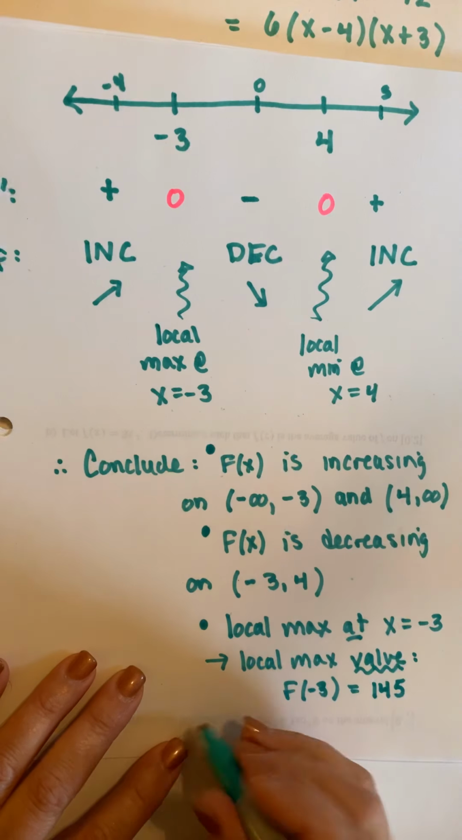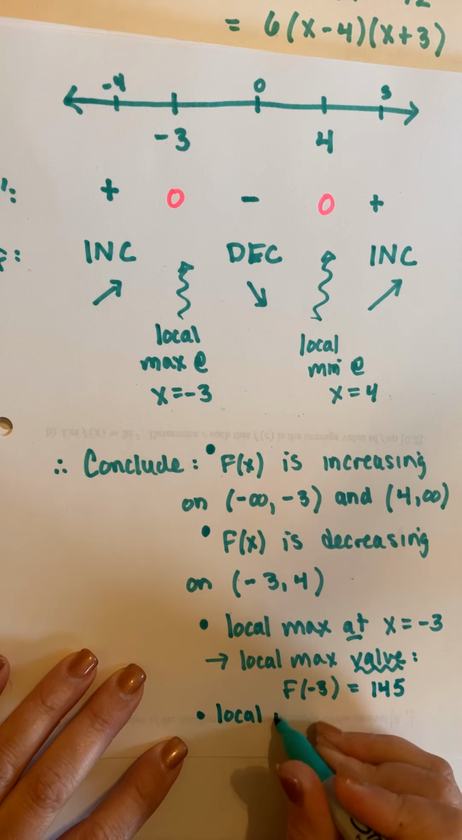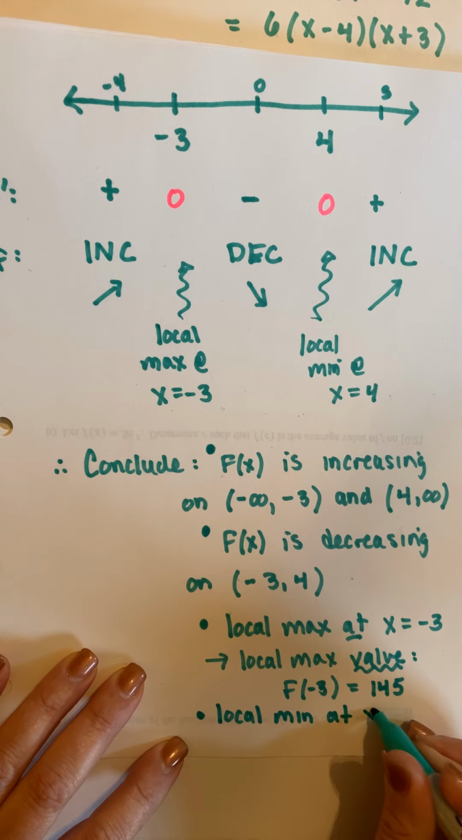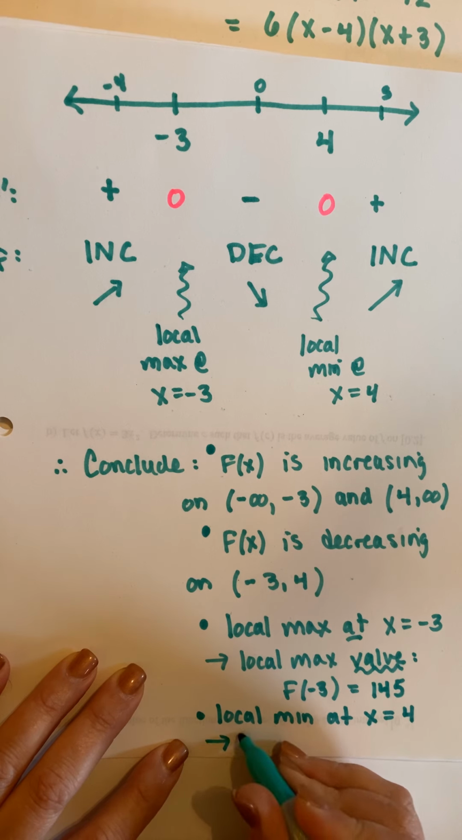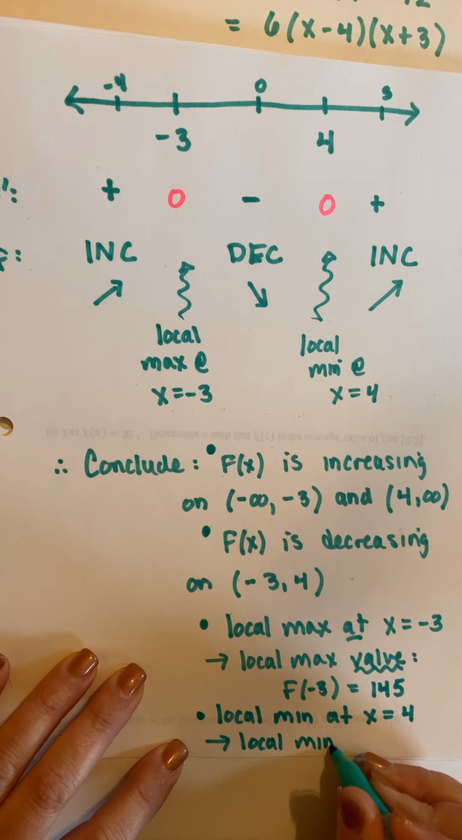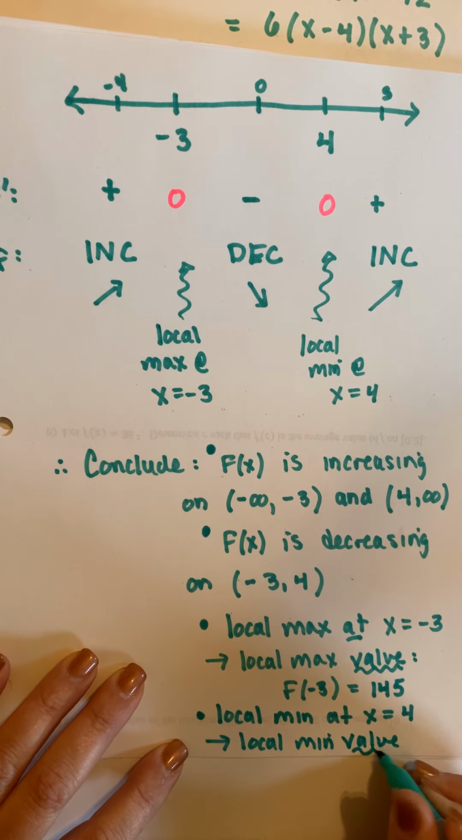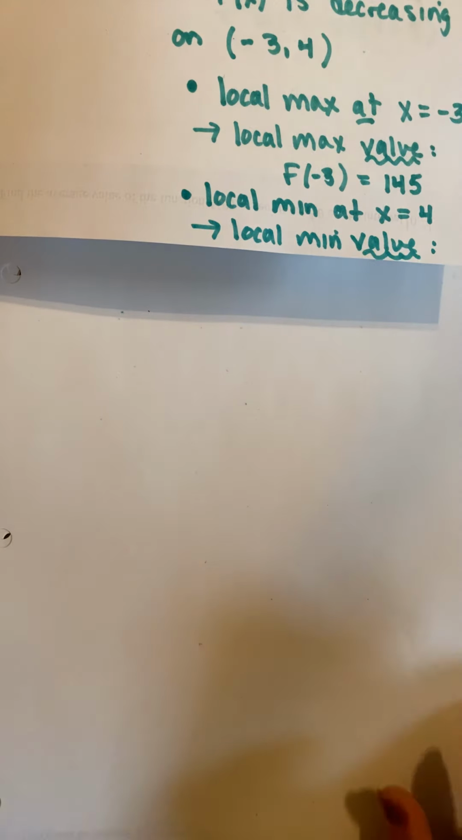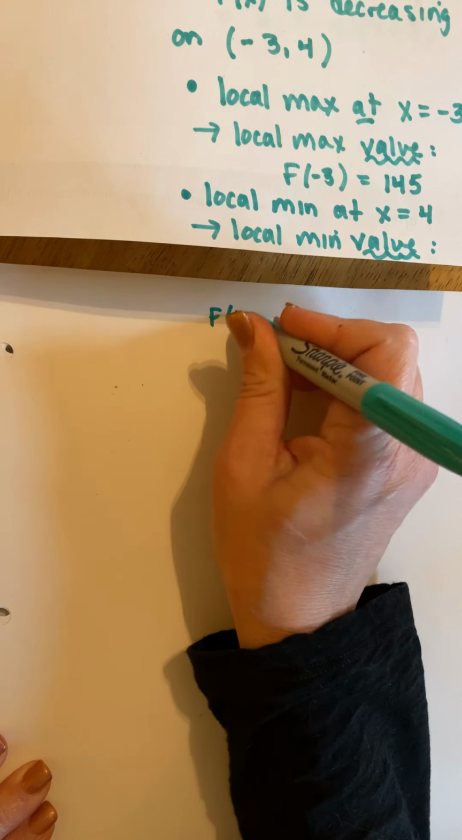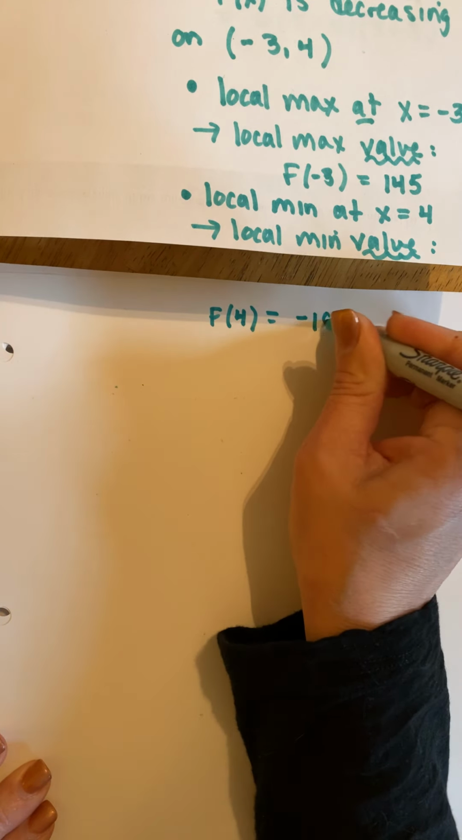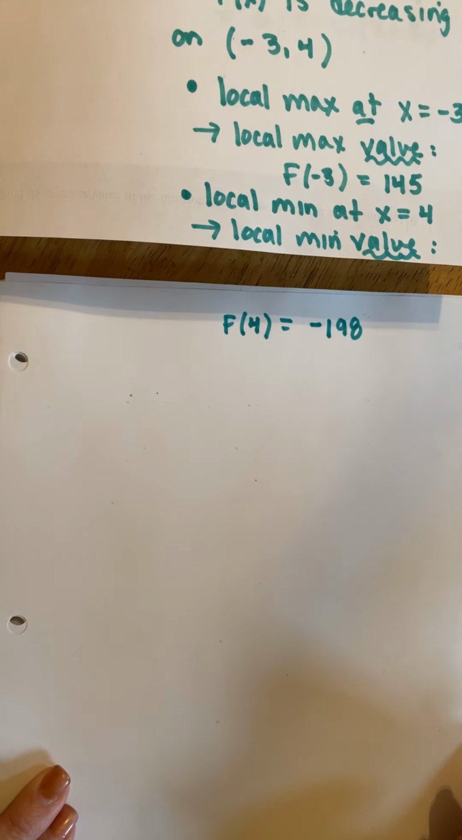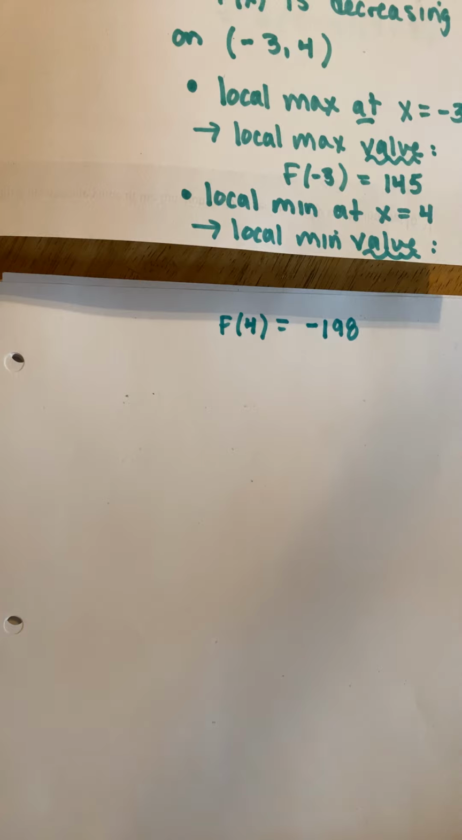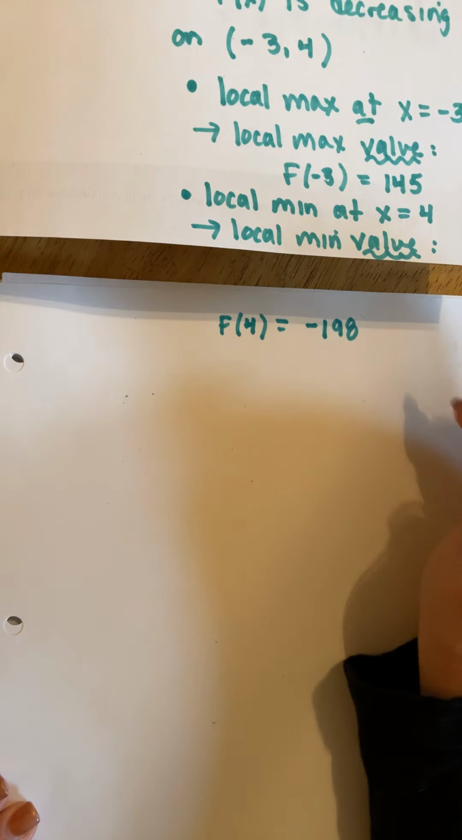And then the local minimum would occur at 4. So we have a local minimum value. To find the minimum value, we are going to stick 4 into the function to get the local minimum value. So it would be f of 4, and if I calculated it correctly, it's -198. Again, there's always the chance that I make a mistake. If I do, it's not intentional. Please, by all means, bring it to my attention, and I will be happy to fix it.